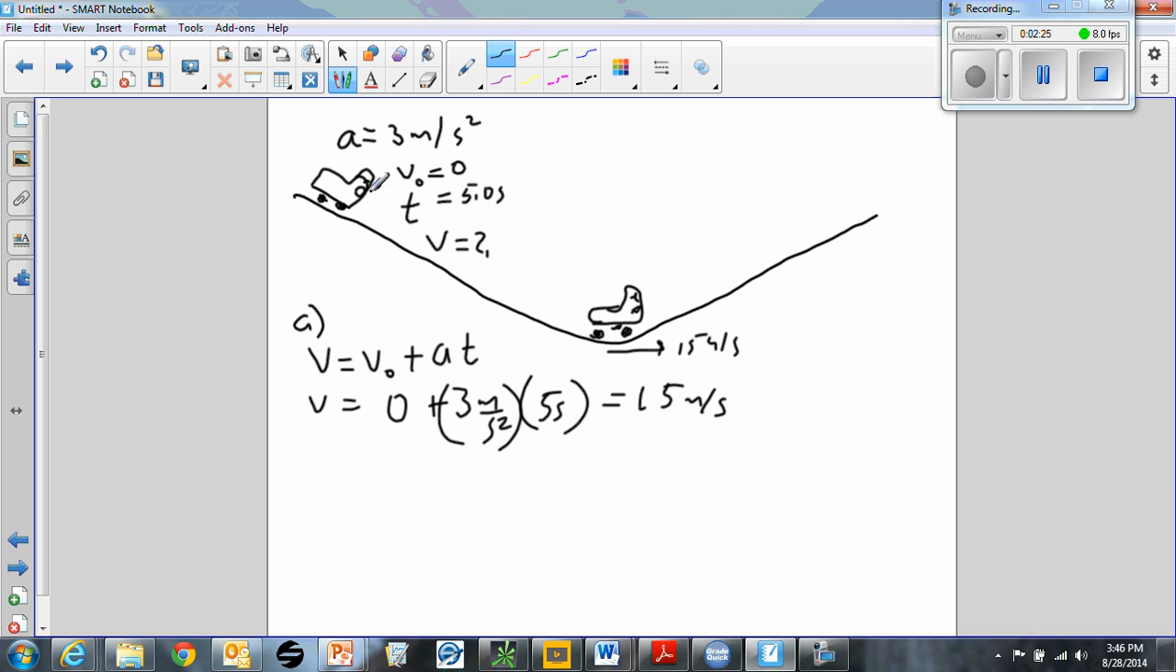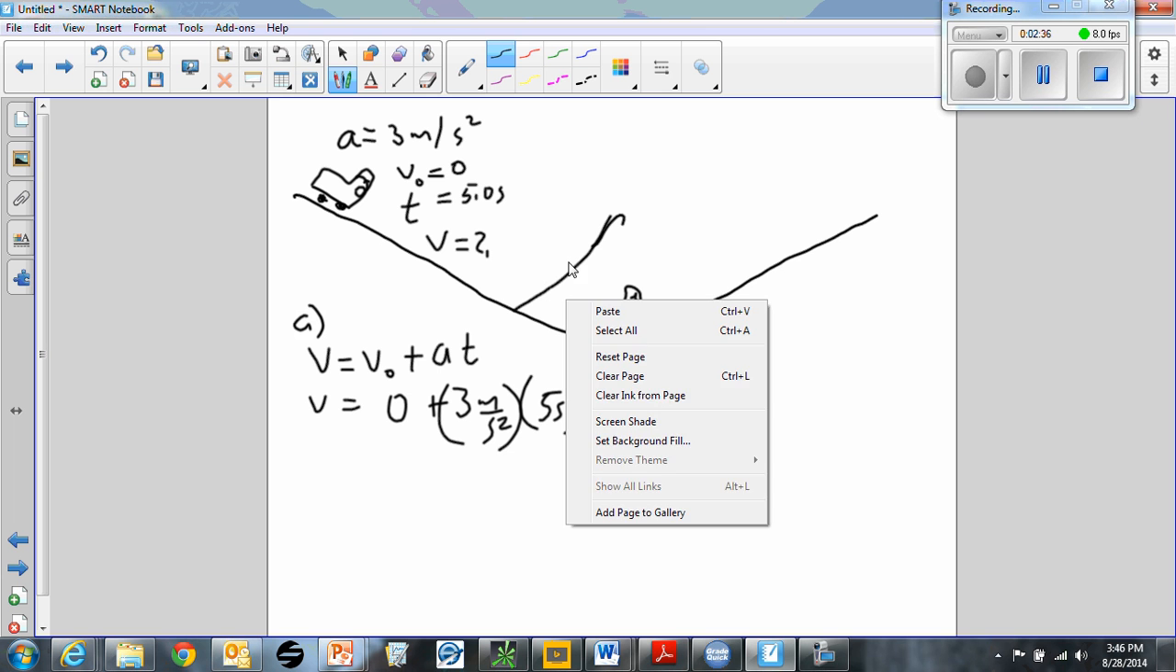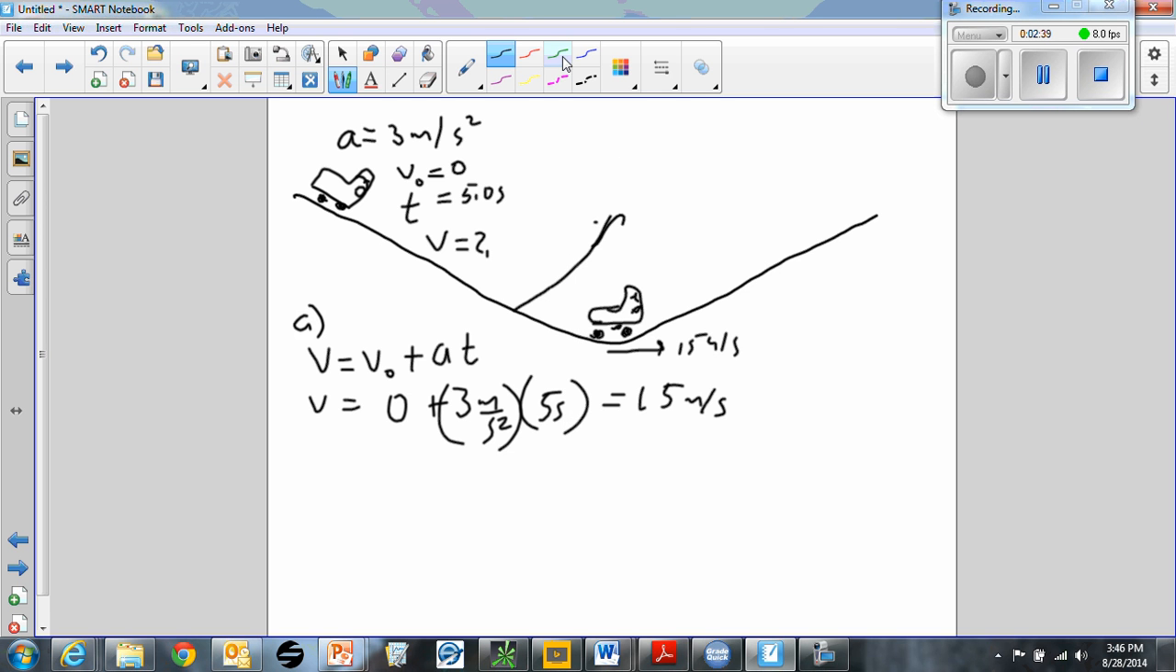So this is not A. B will make a different color. Different color, let's do red. There we go. This will be B. Okay. What distance did it travel? How far did it go? Well, I'm going to say this is x naught and it equals 0. This is t naught, it equals 0. Down here is t equals 5. And down here is x equals something. I don't know what that is.